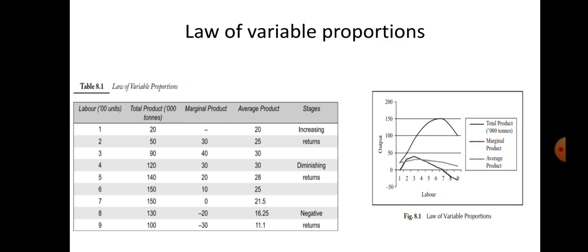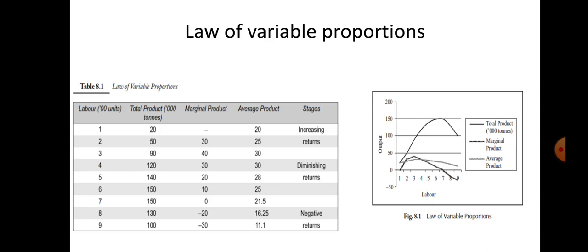So the law of variable proportion is the modern version of the law of diminishing marginal returns. Under this law it is assumed that only one factor of production is variable while other factors are fixed. As we increase the quantity of the variable factor while keeping other factors constant, the output may increase more than proportionately in the initial stages of production, but finally it will not increase proportionately.